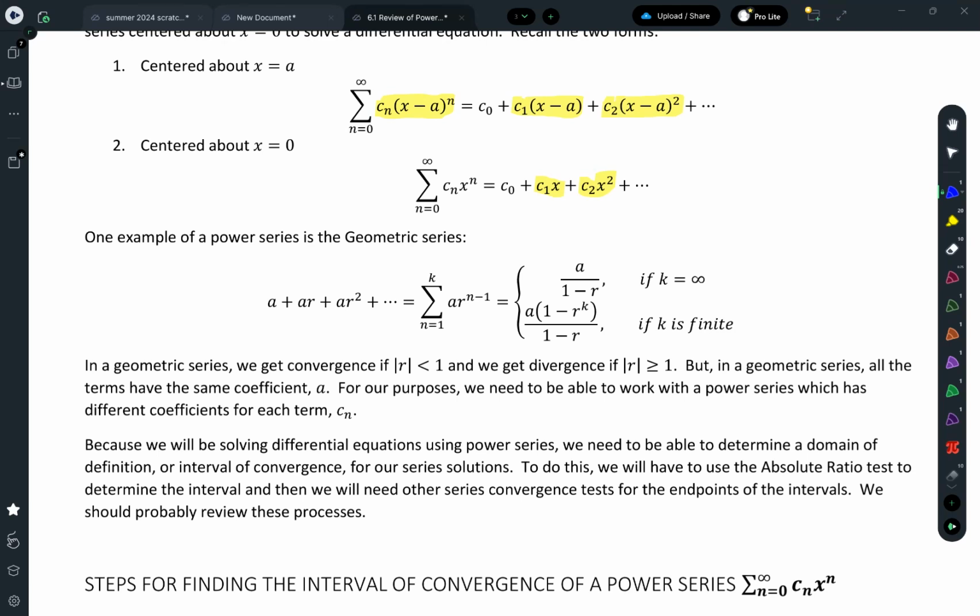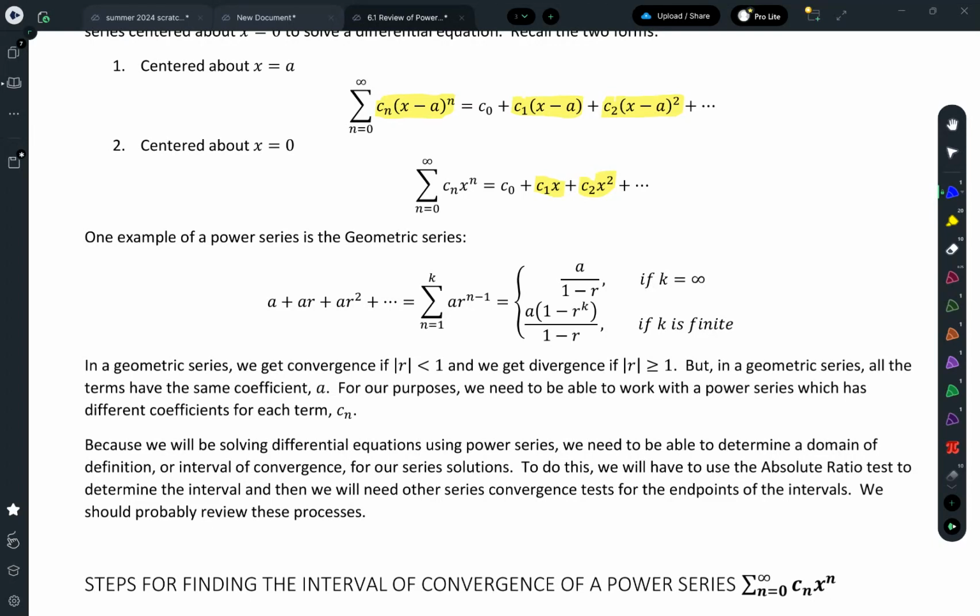So one example of a power series that we saw before was the geometric series. That was one where you have a plus a times r plus a times r squared and so on and so forth. And it all adds up to a, the sigma notation, where n goes from 1 to k, of a times r to the n minus 1. And when we learned this in Calculus 2, we learned that this summation, if k goes to infinity, then this will go to a over 1 minus r, so long as r is between -1 and 1.